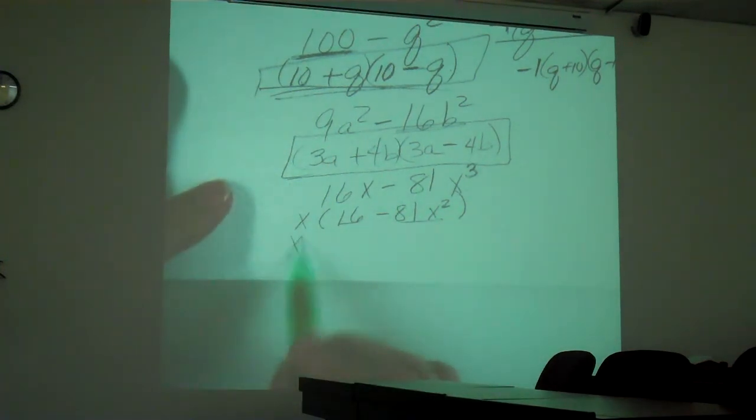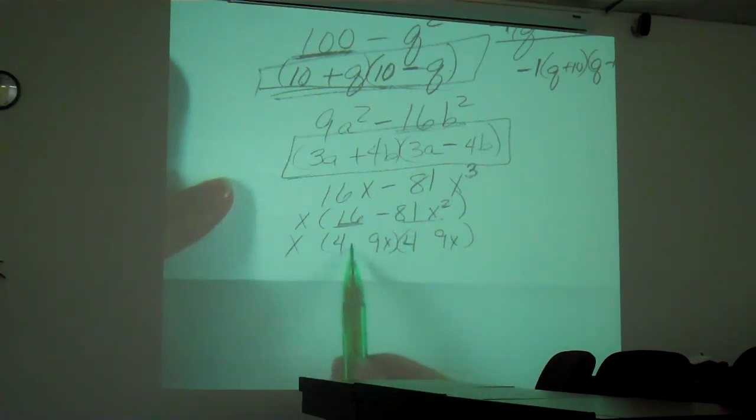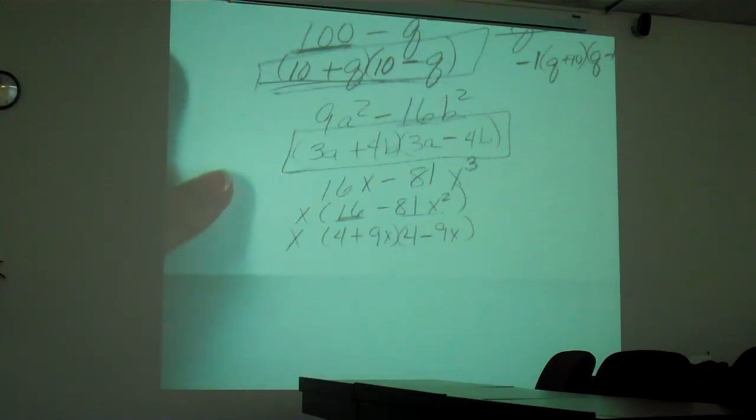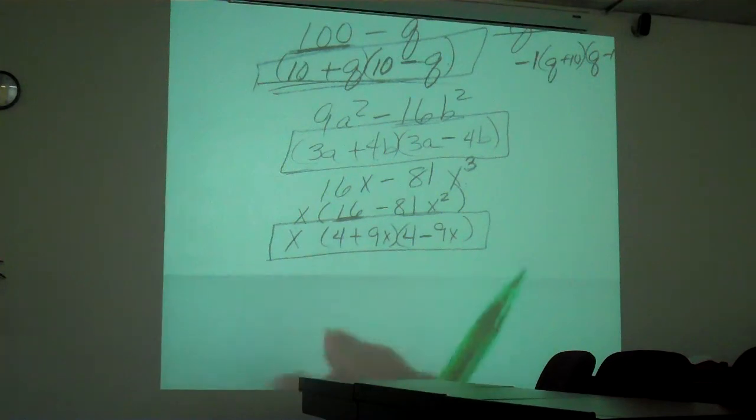Okay, so the x is out here. 16 is 4 times 4. 81? 9 times 9, and you need the x's. So it's plus and minus. And you know it's going to go farther, right? Not this one, but we're going to learn more.